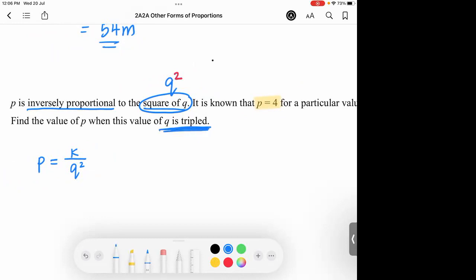What does Q tripled mean? From Q become what? Triple. From Q become how many Q? 3Q. Yes, thank you. So Q becomes 3Q. So now I'm going to find P's new value. K over the Q now becomes 3Q.